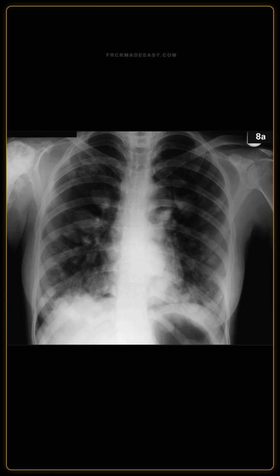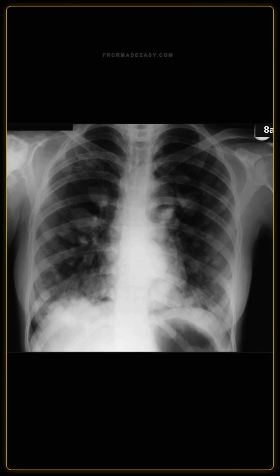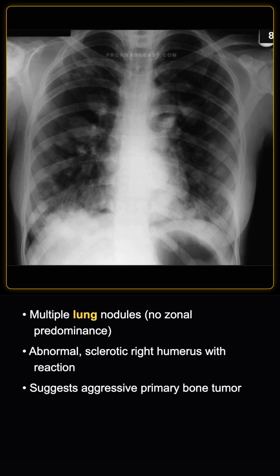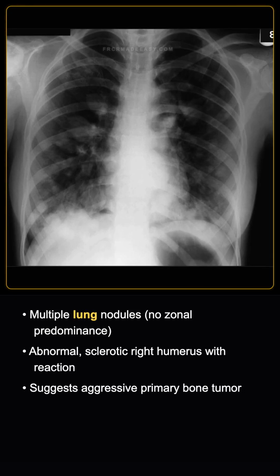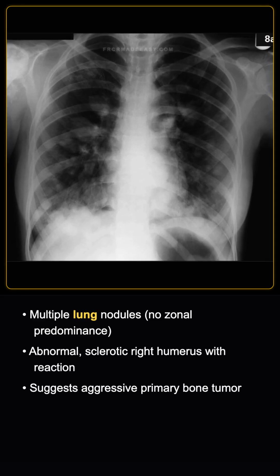A 30-year-old male presented with hemoptysis and right shoulder pain. I am showing you his chest radiograph. Describe the findings. Let's see. Yes. The frontal chest radiograph demonstrates several well-defined soft tissue density nodules throughout both lungs with no zonal predominance.